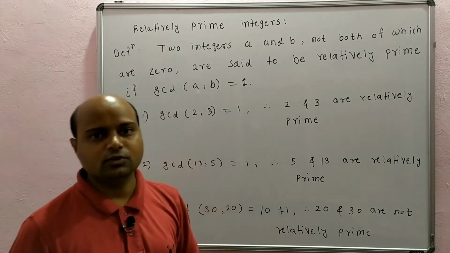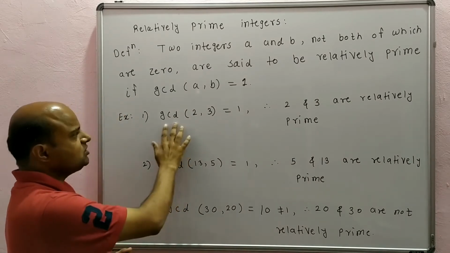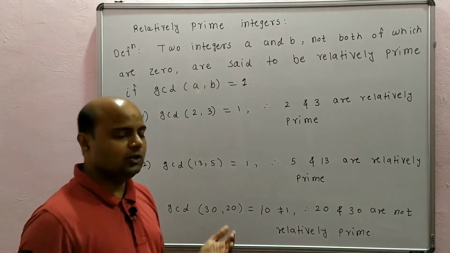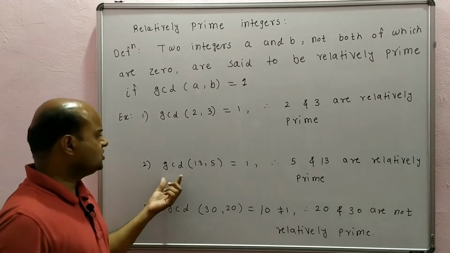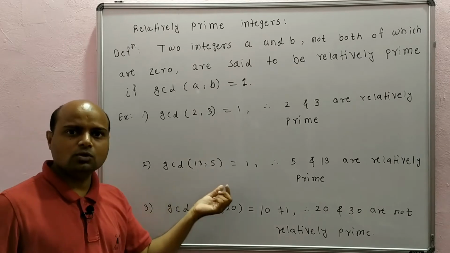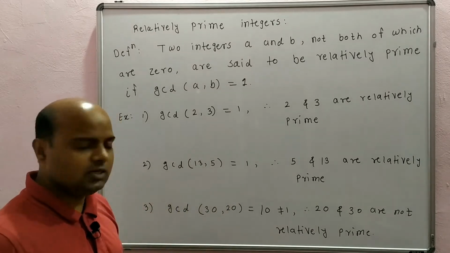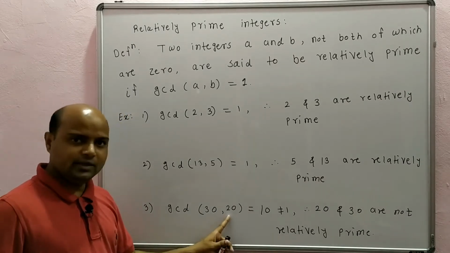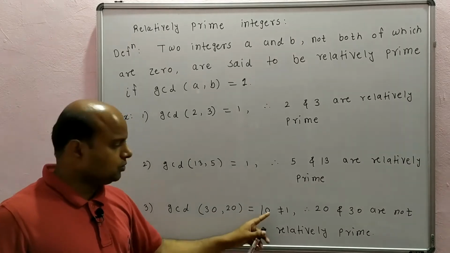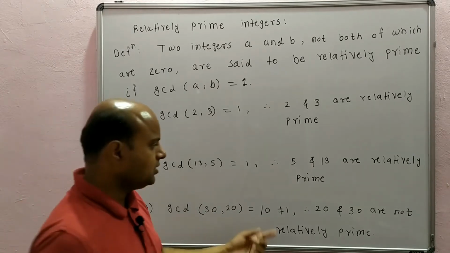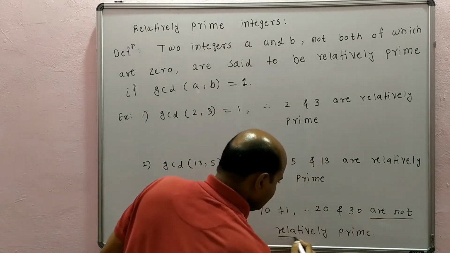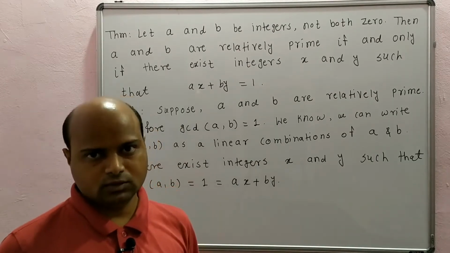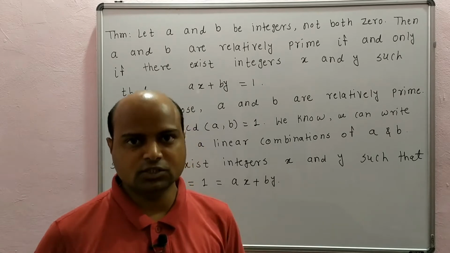What are the examples of relatively prime integers? See, the GCD of 2 and 3 is 1, therefore 2 and 3 are relatively prime. Similarly, the GCD of 13 and 5 is also 1, therefore 5 and 13 are relatively prime. But the GCD of 30 and 20 is 10, which is not equal to 1, therefore 20 and 30 are not relatively prime integers. Now we will learn the characterization of relatively prime integers.